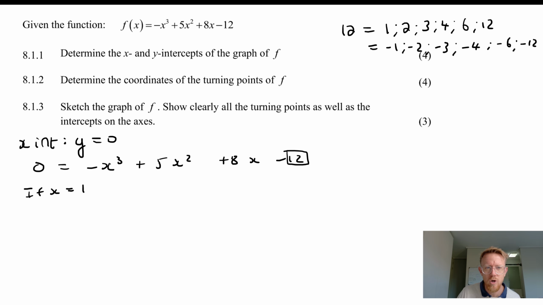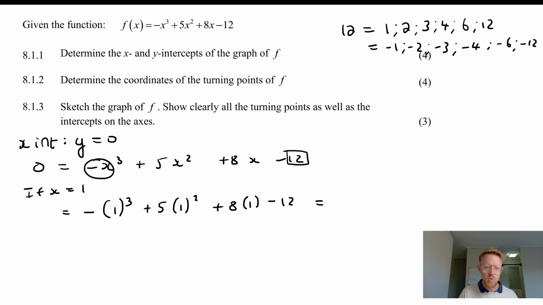Then what you do is you go plug in 1, but be careful. Some learners, they put this negative x together like that. Rather, you're going to plug it in as minus, then the x is a 1 like that. Okay, and then minus 12. And this gives us a 0.